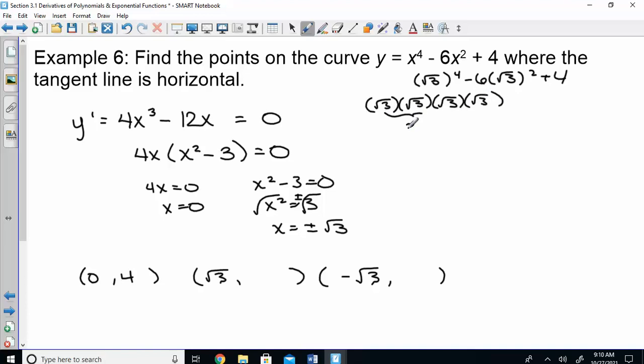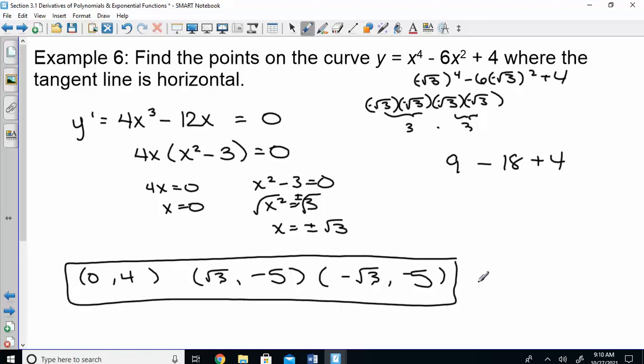So these two give me 3 times, these two give me 3, so 3 times 3 is 9. Minus 6 times the square root of 3 squared, so that would be 6 times 3, which is 18, plus 4, so negative 9 plus 4 is negative 5. Last one, what happens if I make these radicals a negative? Does anything change? A negative to the 4th is still positive, and negative squared is still positive, so we get negative 5 again.